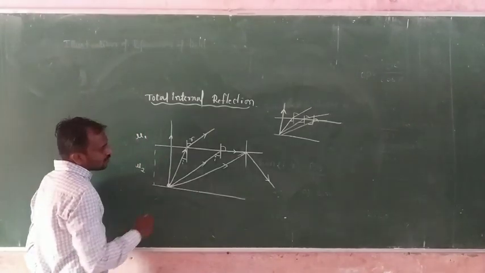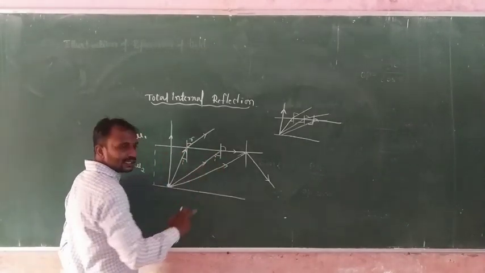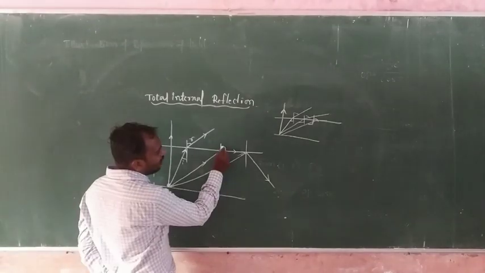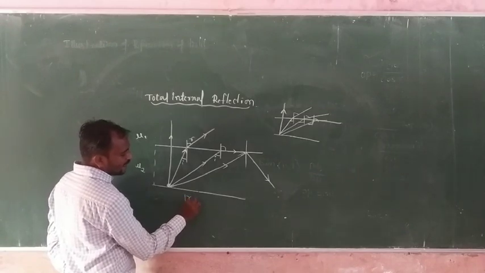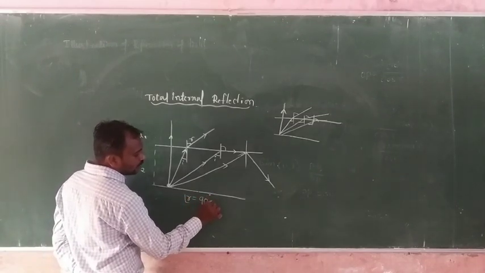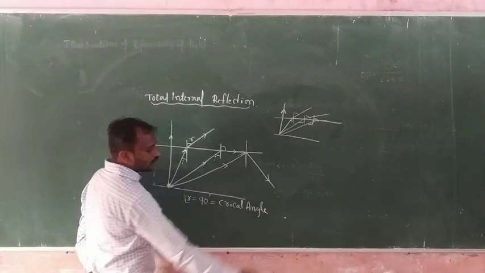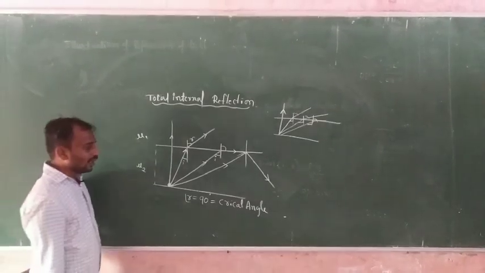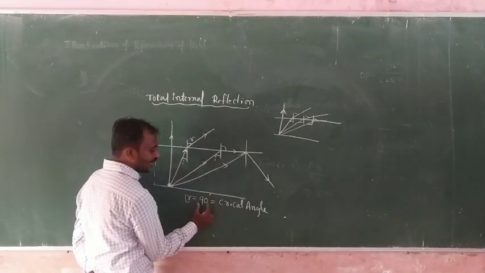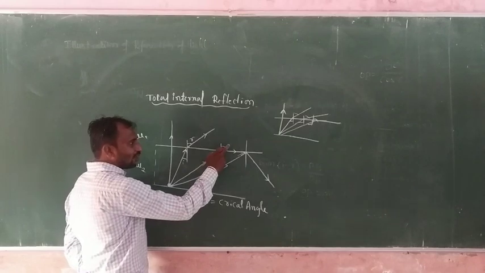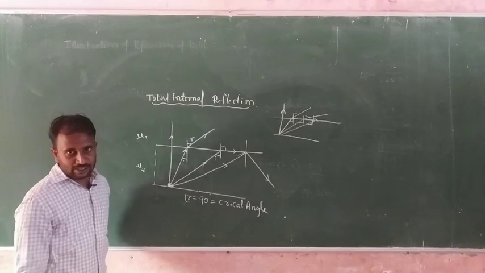So critical angle means, here is the angle of incidence, this one is the angle of reflection, and this one we consider the angle of refraction. Okay, so this angle of refraction is equal to 90 degrees. This one we consider a critical angle. It means this angle of incidence makes the angle of refraction 90 degrees. That angle we consider a critical angle.